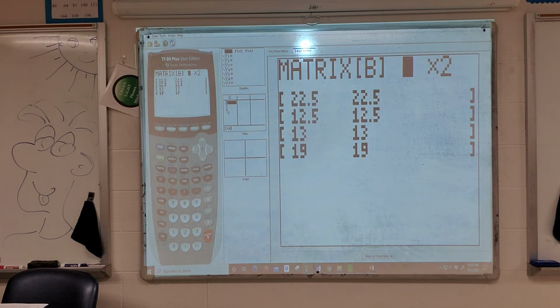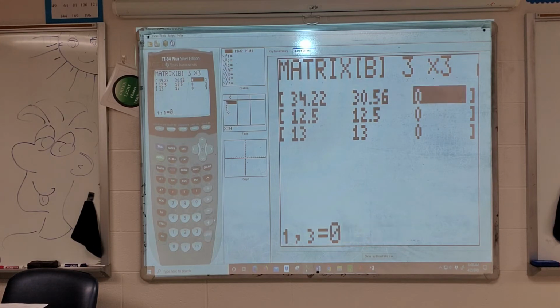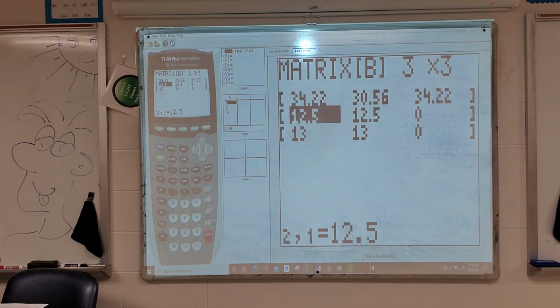It'll be a 3 by 3 again. The observed and the expected should have the same dimensions. If they don't, this calculator's not going to do this right. So it's a 3 by 3, and then we enter those expected counts from the expected table. The first one is 34.22. Is everybody okay seeing where I'm pulling these numbers from? Yes, the expected table. The next one is 30.56. Then 34.22.